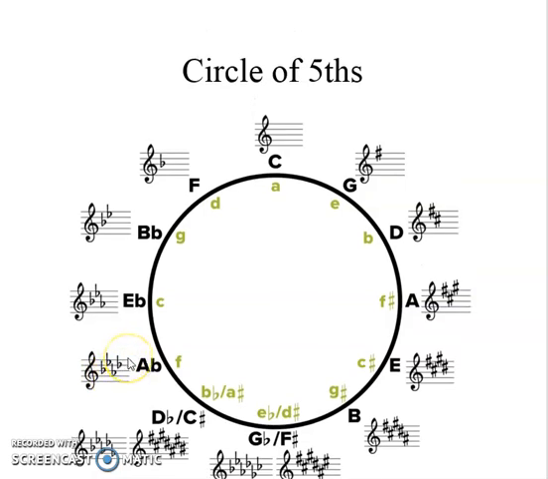Now that you know the order of sharps and flats, you need to figure out the key. So for sharps, think 1 letter ahead of the last sharp. In this case, F sharp. 1 letter ahead from F is G. Therefore the key is G major.